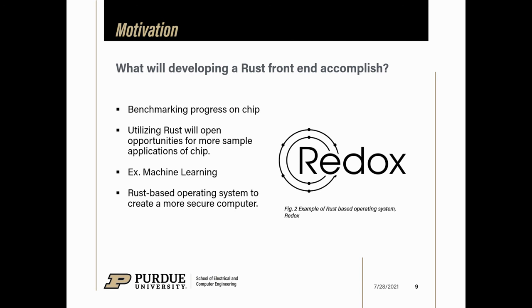So developing a Rust front end would be a great way to benchmark progress on the chip, and will open up opportunities for more applications on the chip, with machine learning being a prominent example. And in addition, we hope to port a Rust-based operating system on the chip, which would help to create a more secure computer.